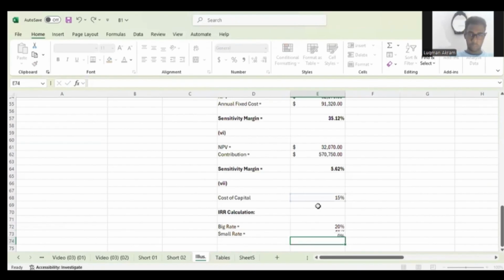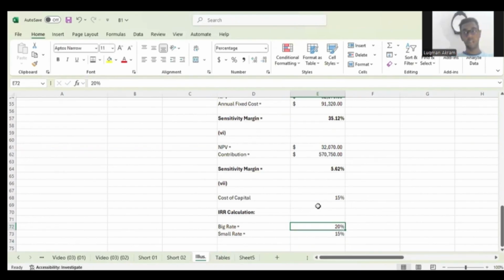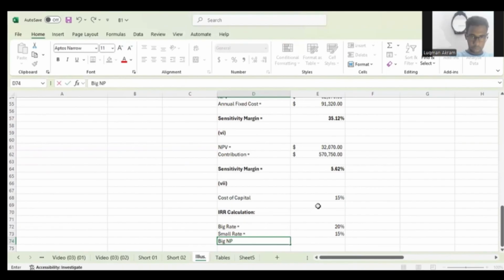So the big rate would be 20%, the small rate 15%. Why did we take a higher rate? We took a higher rate because the more the cost of capital increases, the NPV decreases. There's an inverse relationship there. Now next we have to take the big NPV and the small NPV.